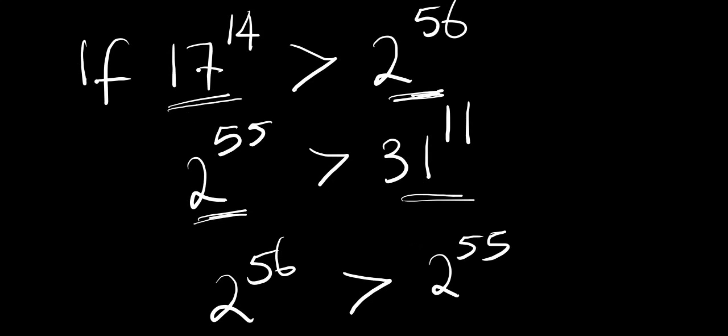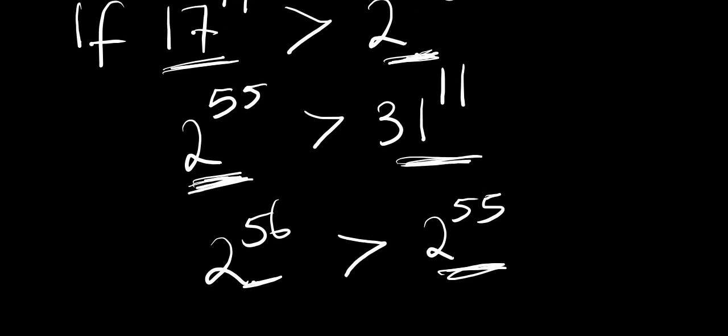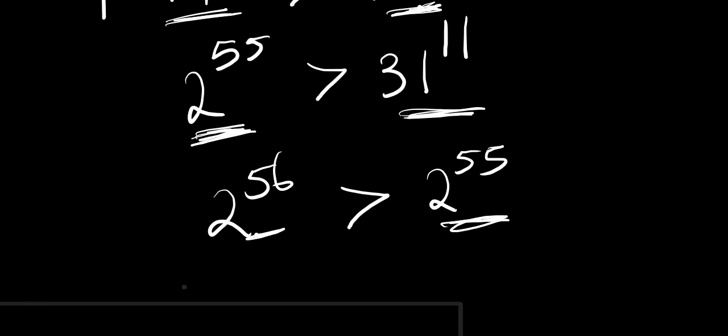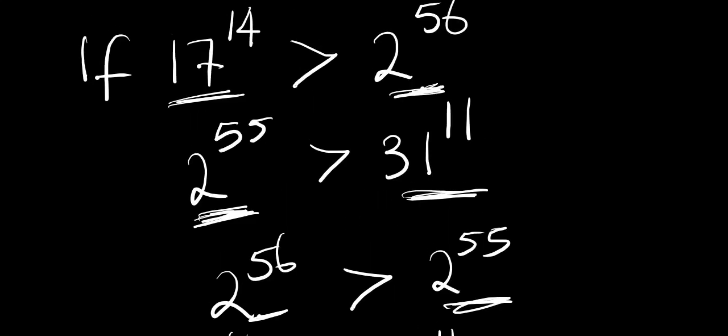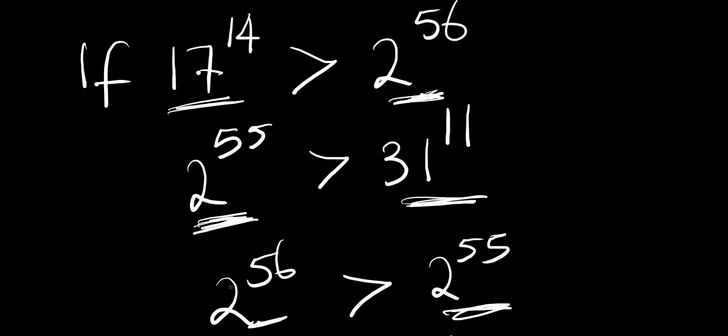If 17 to the power of 14 is greater than 2 to the power of 56, and 2 to the power of 56 is greater than 2 to the power of 55, and 2 to the power of 55 is greater than 31 to the power of 11, it simply means 17 to the power of 14 is greater than 31 to the power of 11. I believe you have gotten the logic here. Let me go again one more time.